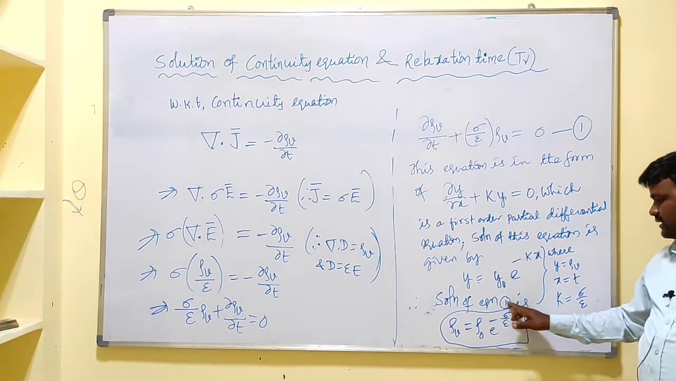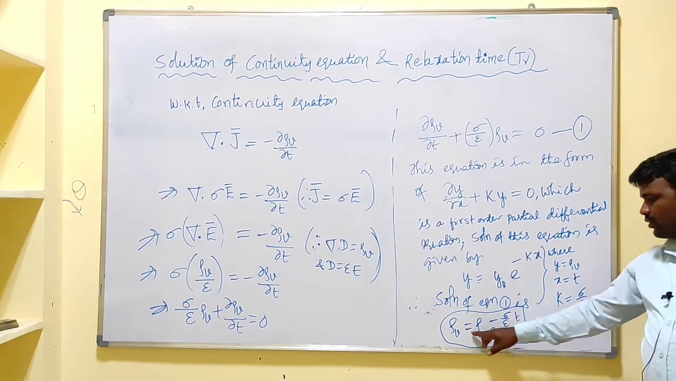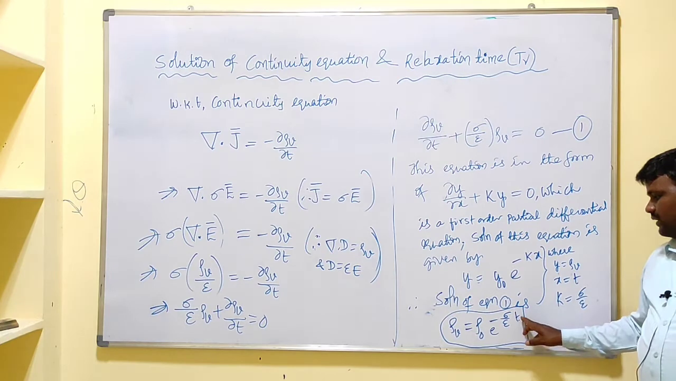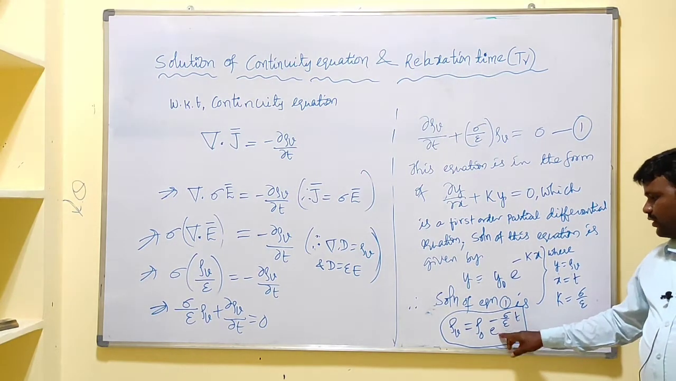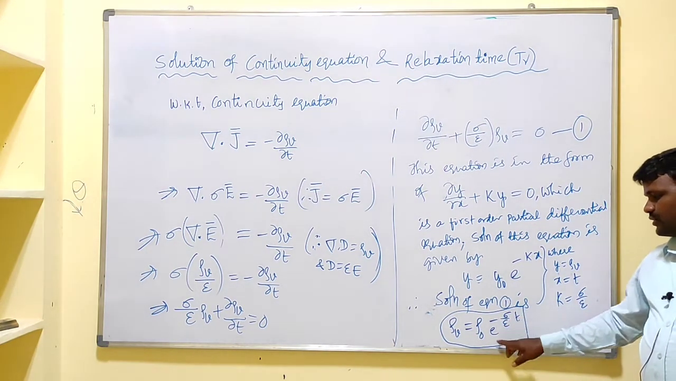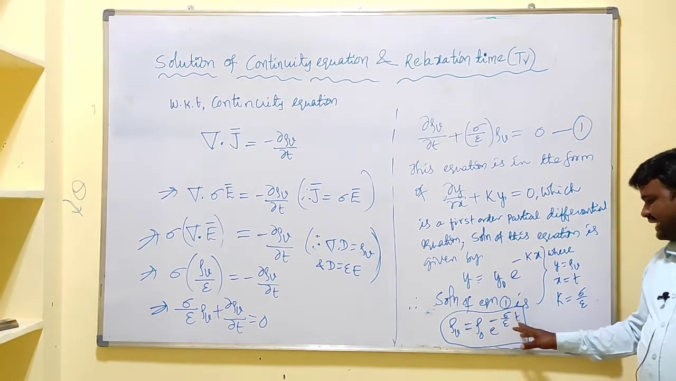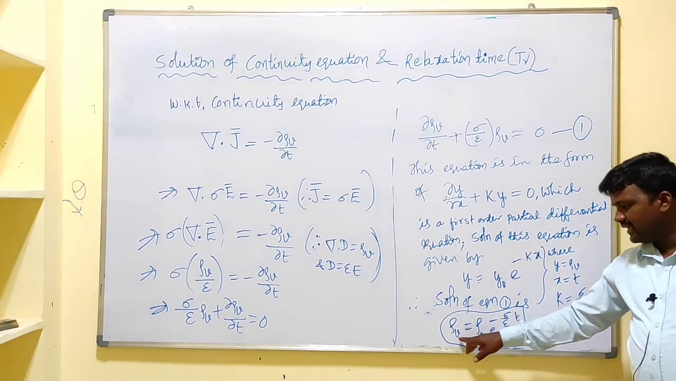At t equal to 0 means e to the power 0, that is 1. Rho v equal to rho naught at t equal to 0. If t equal to infinity, e to the power minus infinity is nothing but 0. 0 into something, that is 0. As t tends to infinity, it becomes 0.